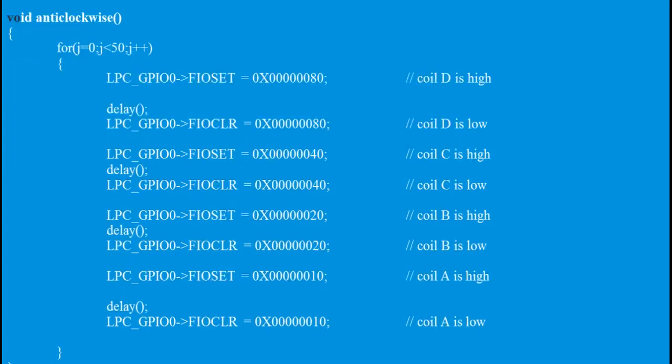Similarly, we have another function called void anti-clockwise. Here the sequence just has to be reversed. Instead of energizing A first, you have to energize D, followed by C, then followed by B, and followed by A, so that your rotor will be rotating in the anti-clockwise direction. That's all about the program, and the demonstration video will be attached at the end of the slide. Thank you.